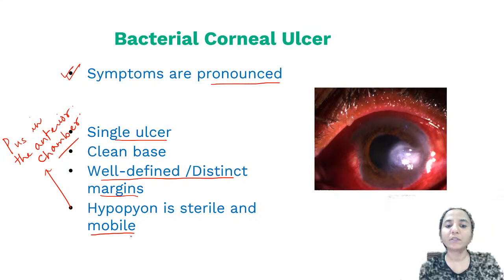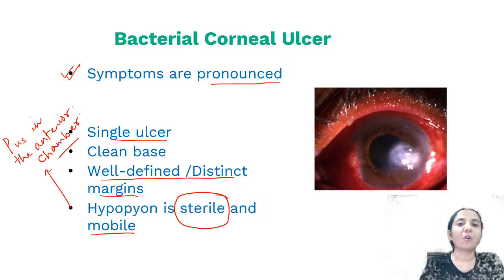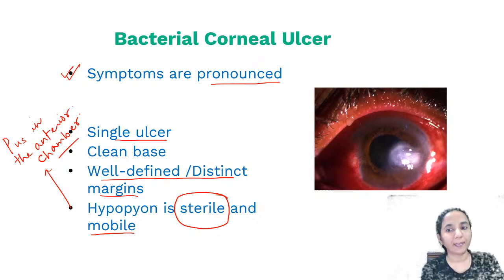And also, if I were to aspirate that pus, then I would find that it is sterile, meaning it contains only pus cells or neutrophils. It does not contain any bacteria, meaning the bacteria do not penetrate through the cornea into the anterior chamber. So the hypopion, if it is present, is mobile and it is sterile.